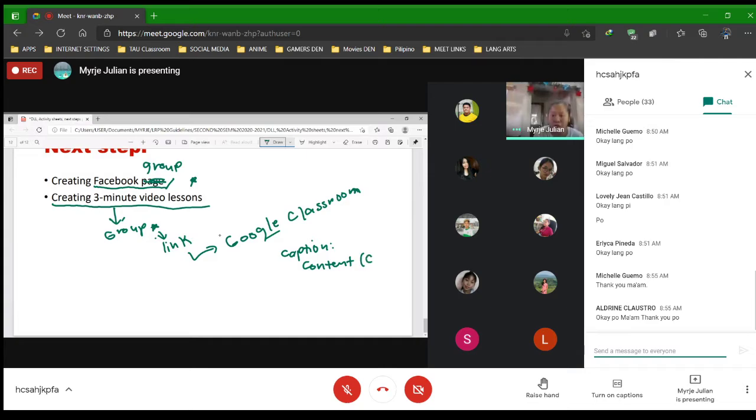Caps lock. Wrong spell. All caps. All caps na lang. Juicy.